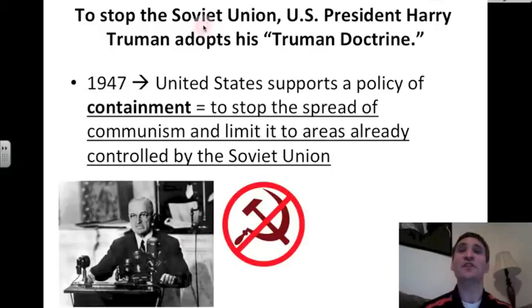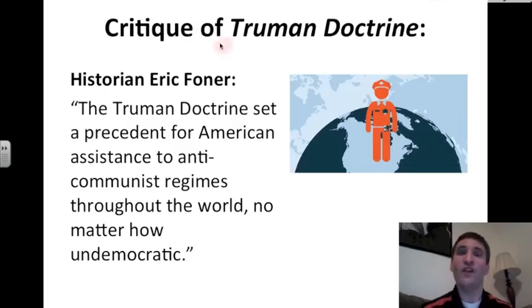To stop the Soviet Union, the US president at the time, Harry Truman, adopts his famous Truman Doctrine, his set of beliefs. In 1947, he says that the US must support a policy of containment. Containment means to stop the spread of communism and limit it to areas already controlled by the Soviet Union. And this photograph is Harry Truman himself giving a speech to Congress that outlines the Truman Doctrine, this idea of containment.